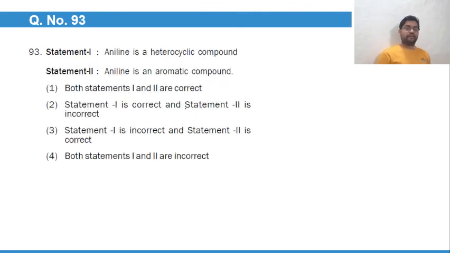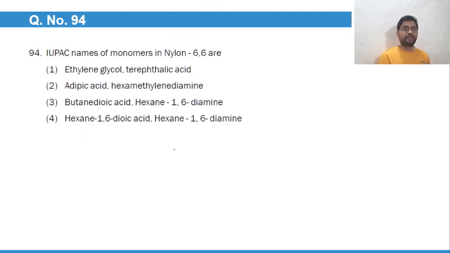Now the statement: aniline is a heterocyclic compound. Okay, aniline is a heterocyclic compound, and aniline is an aromatic compound. It is certainly aromatic, but certainly it is not a heterocyclic compound. We'll go with option number 3. This is right and this is wrong.